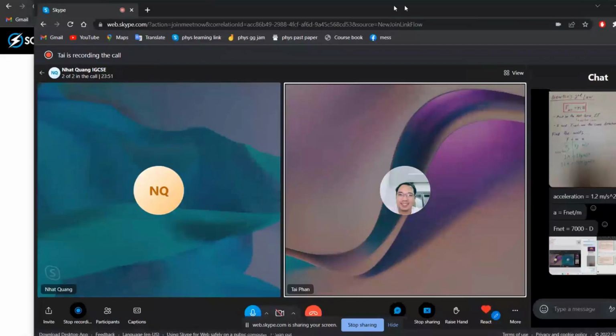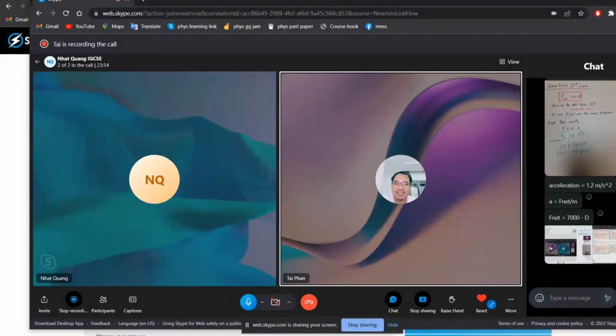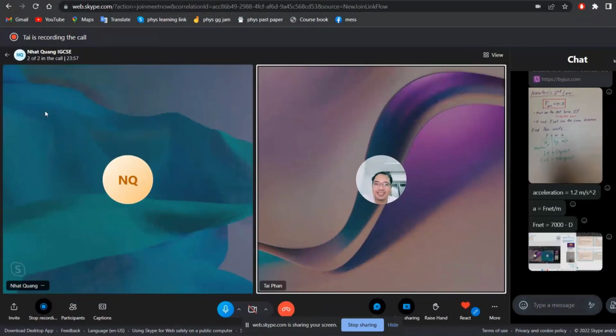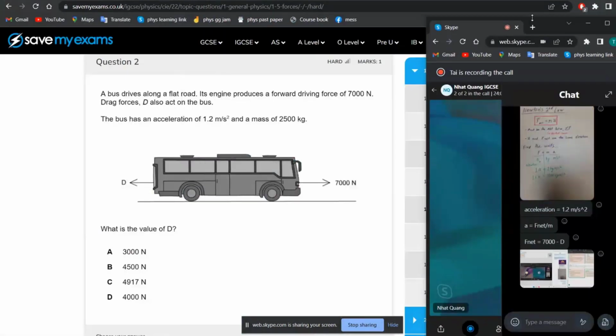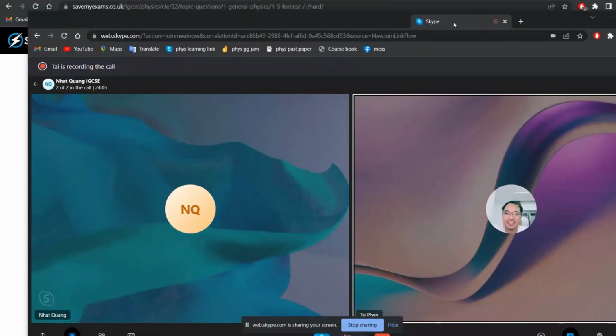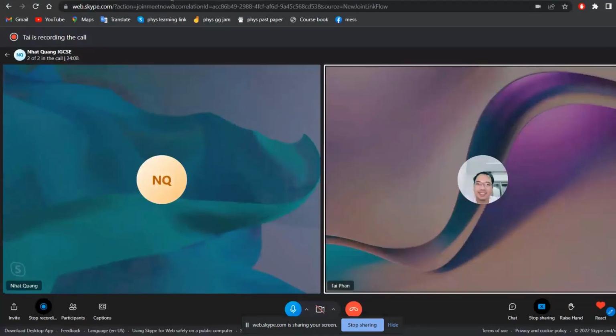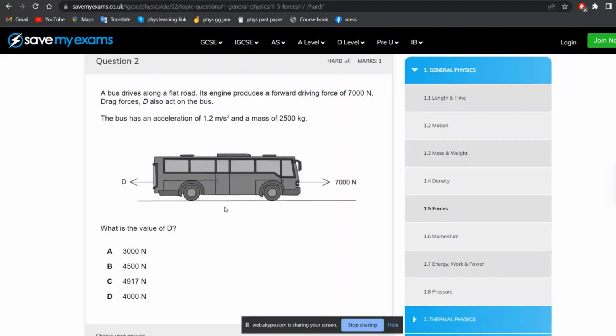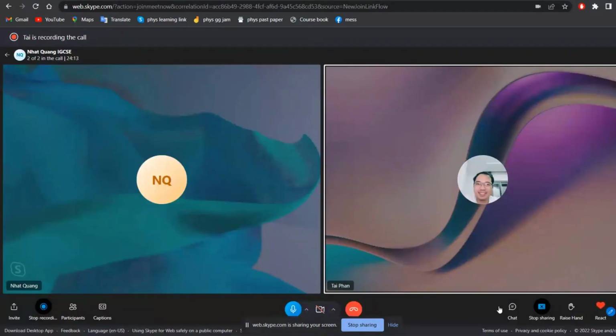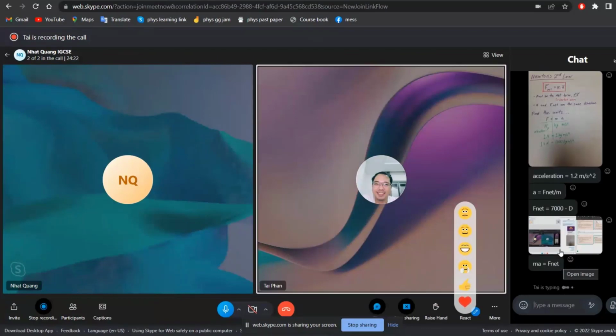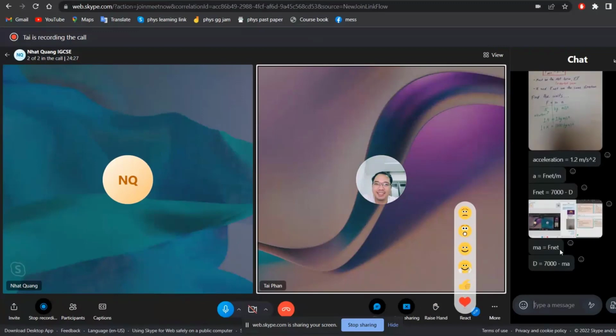So, do you understand the equation that I typed in? Acceleration is the net force divided by the mass, and the net force is 7,000 Newton forward subtract the drag force. Yes, I understand. So from that equation, we can solve for the drag force. Because the net force is the mass multiplied with the acceleration, the drag force will be equal to 7,000 Newton subtract ma, where m is the mass of the bus and a the acceleration.